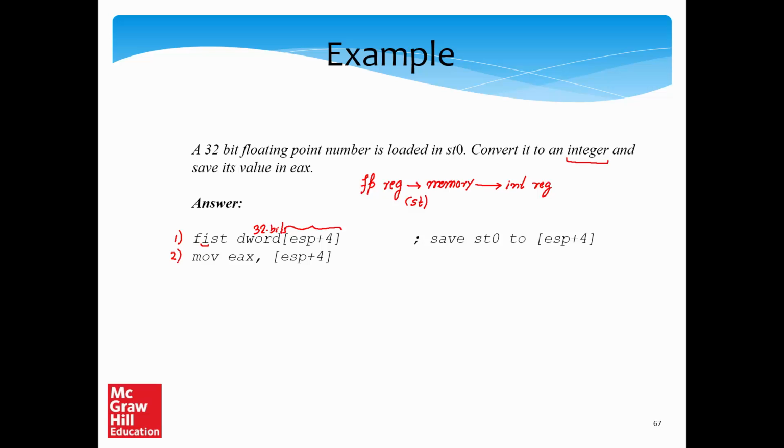Then the second statement is a simple register move, which we have seen in great detail in the previous sections. See, here what we do is that we specify a memory address, and from this memory address we essentially read in 4 bytes into the register EAX.